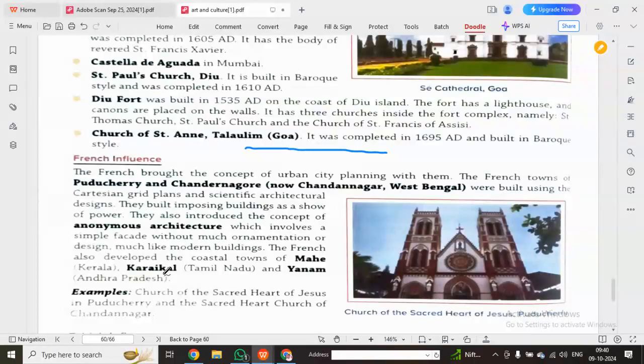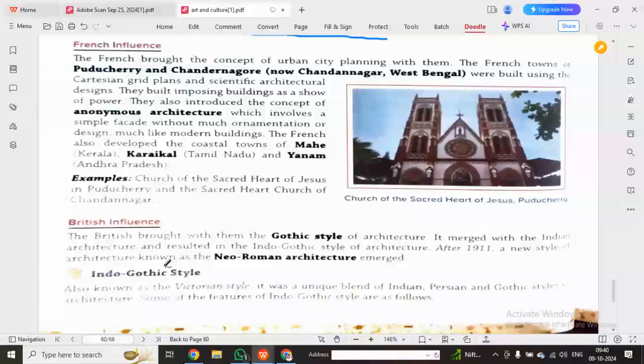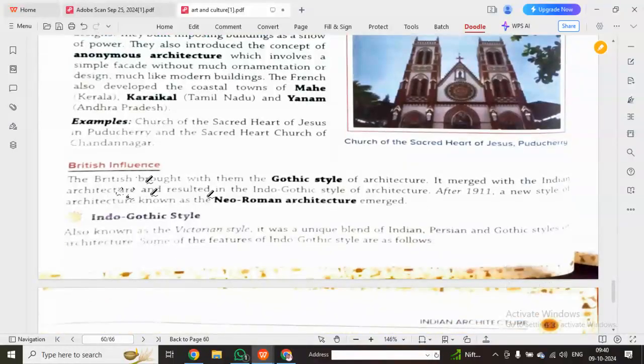They also introduced the concept of anonymous architecture, which involves a simple facade without much ornamentation or design, much like modern buildings. बेसिकली देखो, पुरानी बिल्डिंग में नक्काशी तो होती थी या फिर ऑर्नामेंटेशन या कैलीग्राफी तो है, नई बिल्डिंग में ऐसा कुछ नहीं है. तो ये भी एक एनोनिमस चीज़ आती है आज की बिल्डिंग में. बेसिक डिज़ाइन जो टाइल्स लगाई जाती हैं, कोई ऑर्नामेंटेशन या फिर कैलीग्राफी नहीं है.